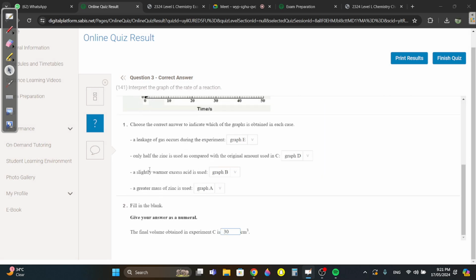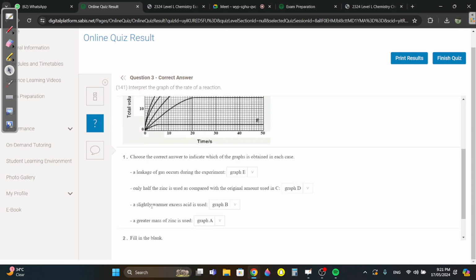Part C, a slightly warmer excess acid is used. If you realize they're saying warmer, warmer doesn't change how much product is formed. It only changes the rate. It doesn't mean I'm getting more. If I had 7 grams on the left, I'm going to have 7 grams on the right. Just because the temperature changes doesn't mean I'm going to get more products. It's only going to change the rate.